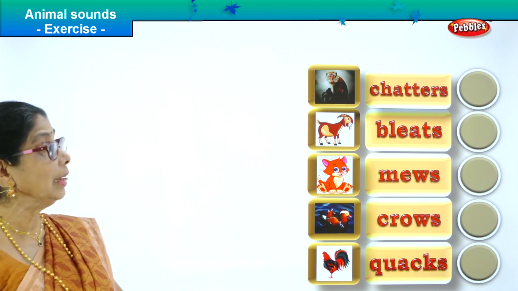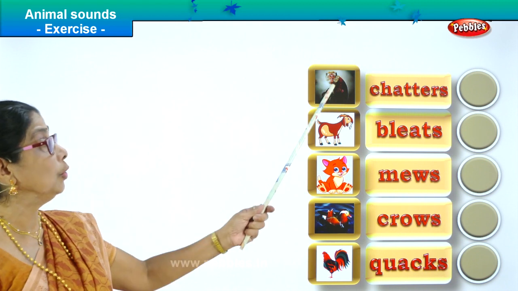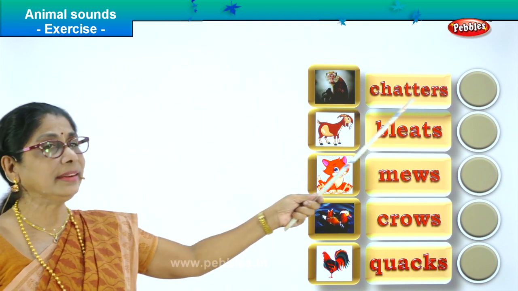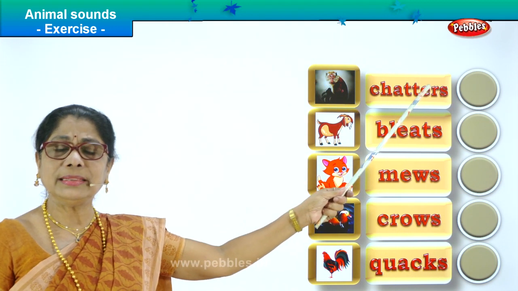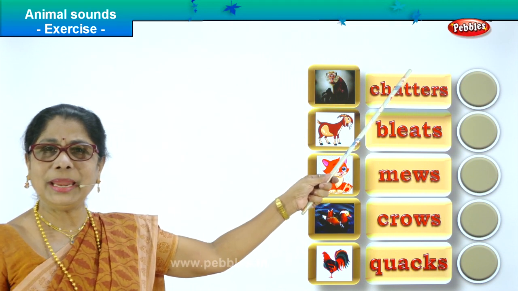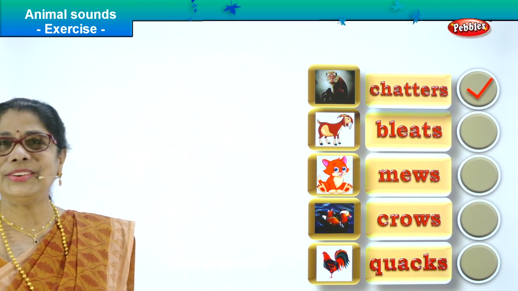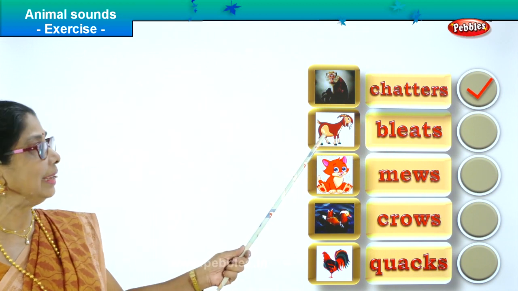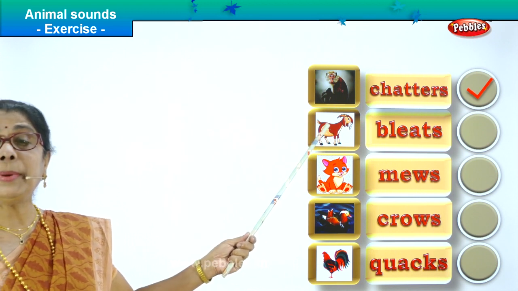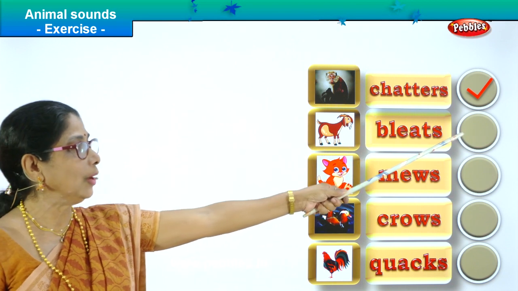Yes. Now, let's look at the sounds given here and whether it's matching. You have a monkey here. What is given here? Sound chatters. Does the monkey chatter? Yes. Monkey chatters. Is it correct? Sound made by the monkey? Yes. So we put a tick at the end. Good. Very good. Let's take the next one. We have a goat here. What is the sound made by the goat? Goat bleats. Is it correct? Correct. So we put a tick over here.